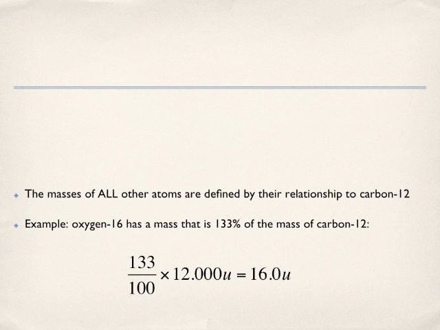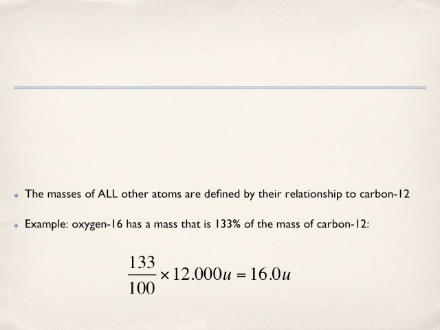So let's look at oxygen-16. If we look at our periodic table, we'll see that oxygen has an atomic mass of 16. But let's prove it. We find out that oxygen has a mass that is 133% of the mass of carbon. Don't worry about how we got this right now. We'll worry about it later on. But this is a given.